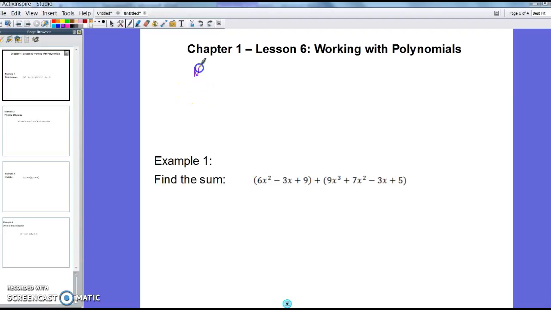So we have monomial, and that's when we have only one term. A binomial is two terms. Right? Bi means two, so that would be two terms. And a trinomial, you guessed it, would be three terms.